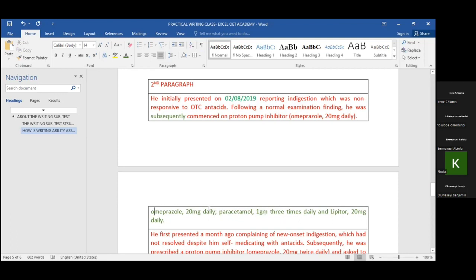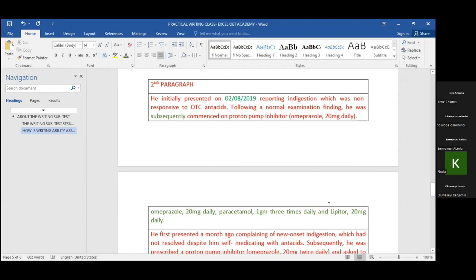No, separate them. If there were just 2 medications in your OET writing, you can just say omeprazole, comma, 20 milligram daily, and paracetamol, comma, 1 gram 3 times daily. That's if it's 2 medications. You don't need to use a semicolon. But when you're having 3 and above, say omeprazole, comma, then you separate the first and the second with a semicolon, and then the second and the third with and. Same thing if you're having 4: first and second with a semicolon, second and third with a semicolon, and the third and the last medication with and. So that's how you go about it.